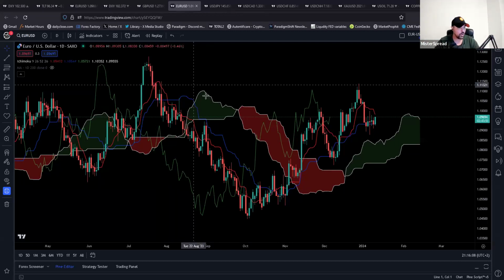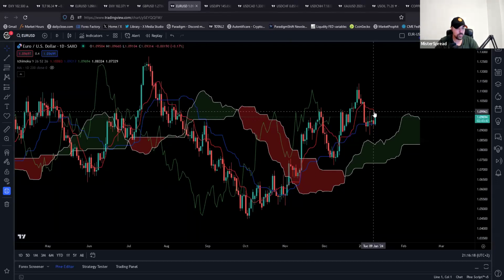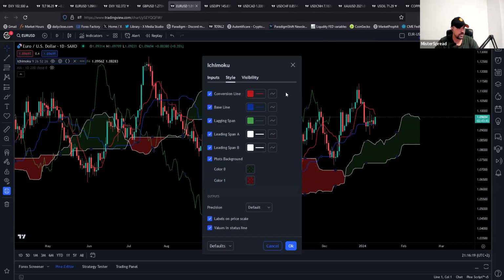So let's break it down. On Ichimoku, we're going to have 5 lines, all right? The conversion line. Let's just watch it on Ichimoku. Okay, settings, good. The conversion line, right? So the red line has the default setting of 9 periods.